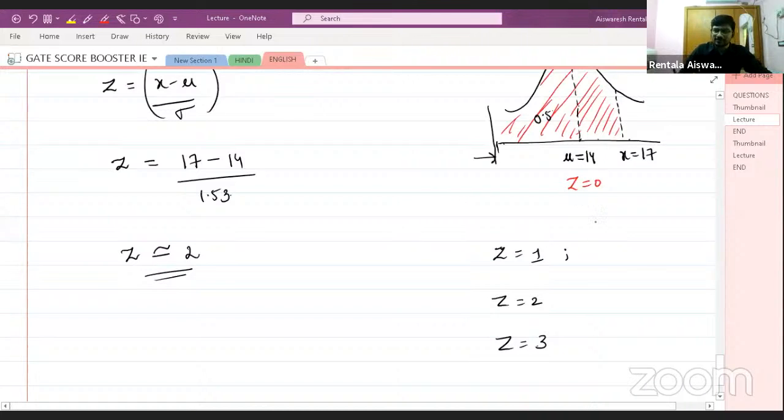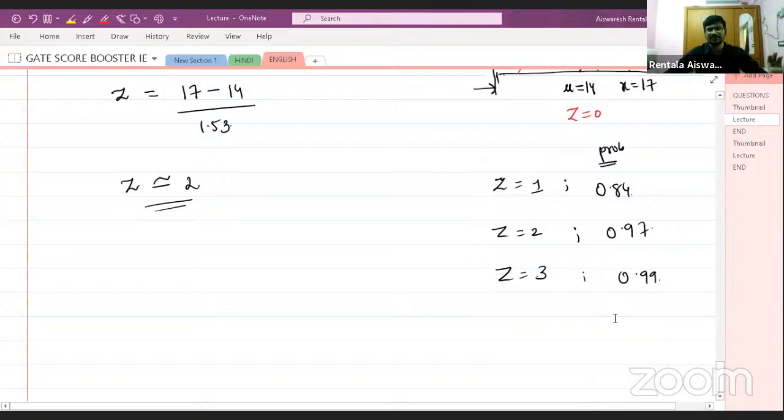Okay, so if z is equal to 1, as far as I remember, it is 0.84. Up to 2 decimals I am writing, okay. For z is equal to 2 it will be 0.97 probability. And z is equal to 3 will be 0.99, I think. So up to 2 decimals I am saying, right? So this will be the worst case. In the worst case, they can ask these types of questions which are related to simple values.